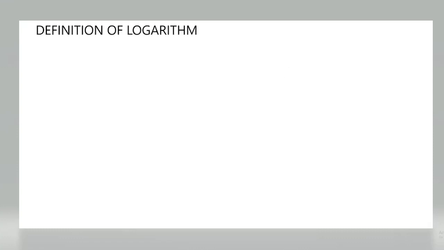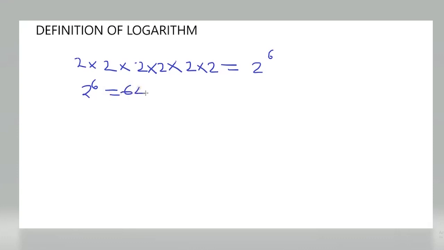Now, consider you have this expression in a multiplication of number 2, maybe you have 2 times 2 times 2 times 2 times 2 times 2. Now I need to write the number into exponent. This will be equal to 2 power 6, which is equal to 64.